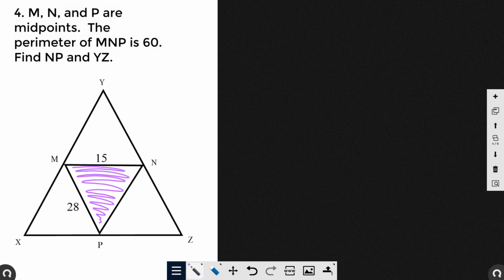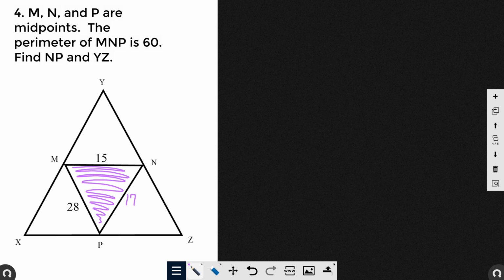43, good. And then we would subtract from 60. So what's 60 minus 43? 17. So this third side here is 17. Not necessarily drawn to scale, but close enough.